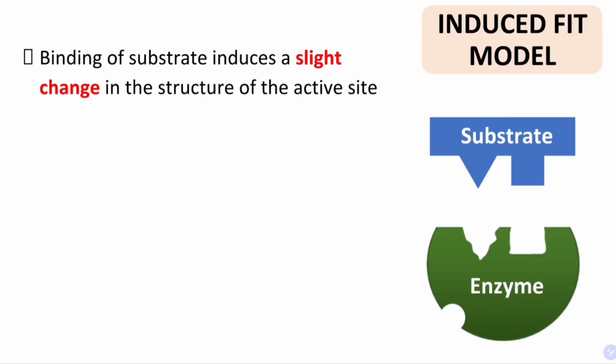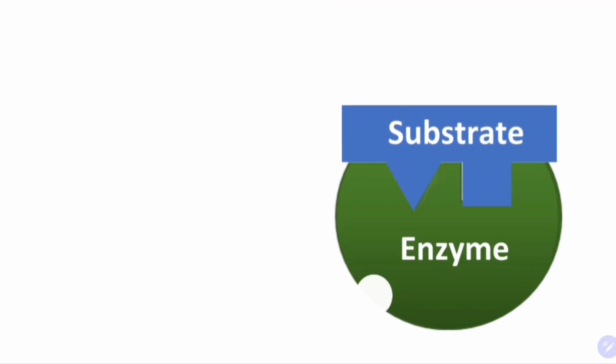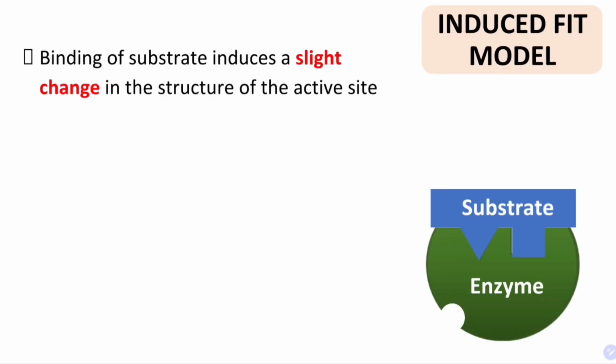So nampak tak? Before binding, structure dia tak fully complementary. After binding, baru kita nampak dia become complementary. Okay, become exactly complementary with each other. So yang berubah adalah the active site yang akan berubah. Siapa yang menyebabkan active site itu berubah?